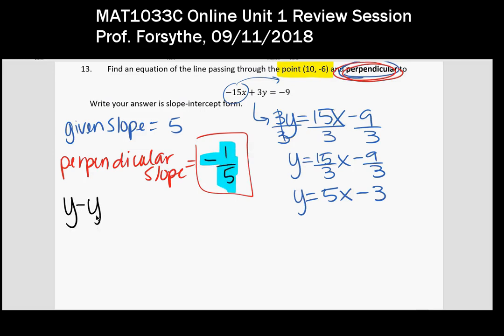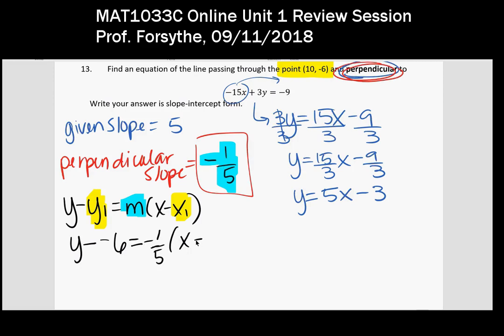So point slope form is y minus y1 equals m times x minus x1. So the point will go here for x1 and y1, and the slope will go here for m. So we have y minus negative 6 equals our perpendicular slope, negative 1 over 5 times x minus 10. Because remember, these values came from the point. This value came from the perpendicular slope.